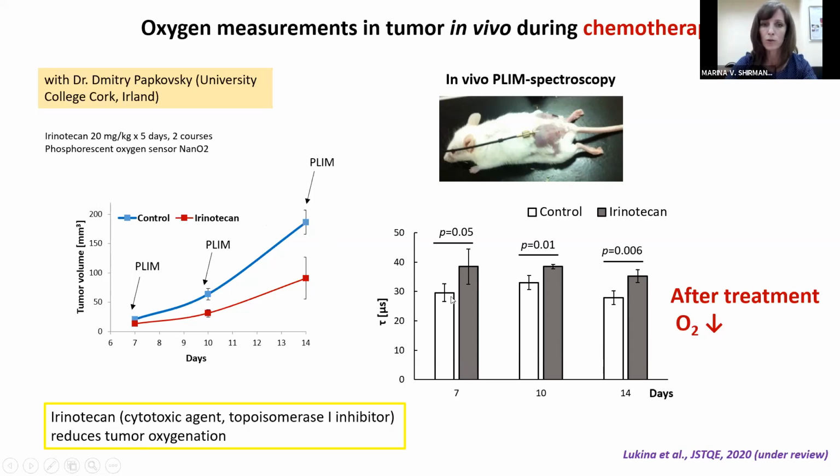So we measured phosphorescence lifetime in the control untreated tumors and in the tumors treated with irinotecan. Treated tumors had statistically longer phosphorescence lifetime. So after the treatment, the oxygen level decreased. We consider this effect a new mechanism of action of this drug that hadn't been known before.